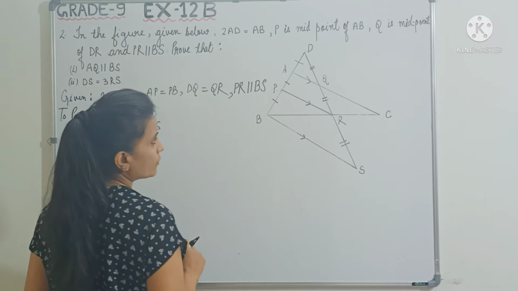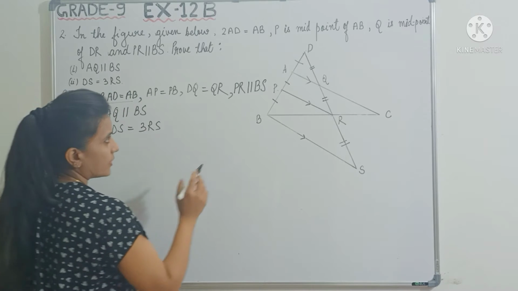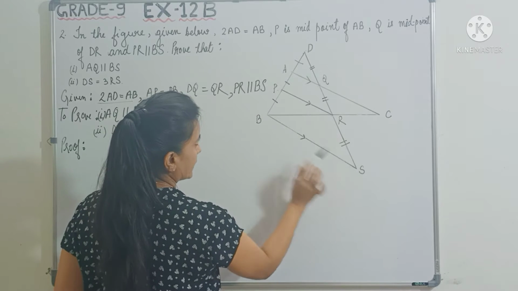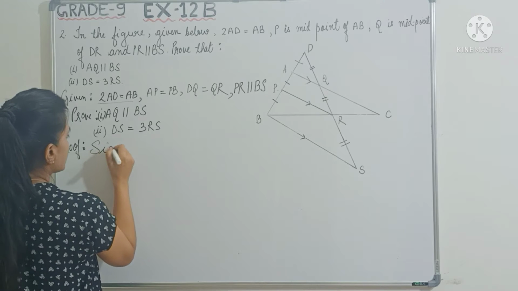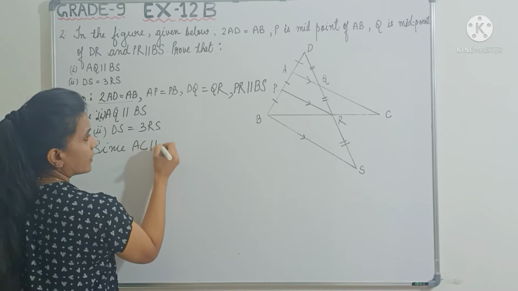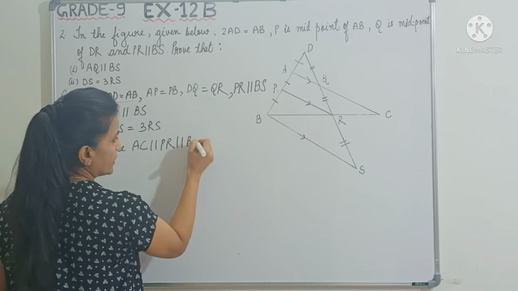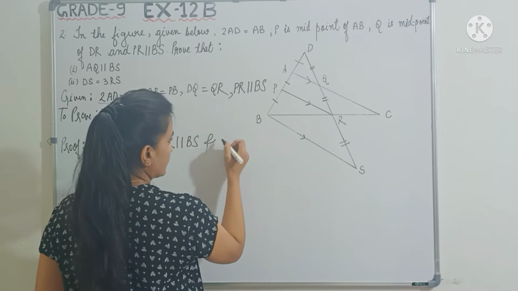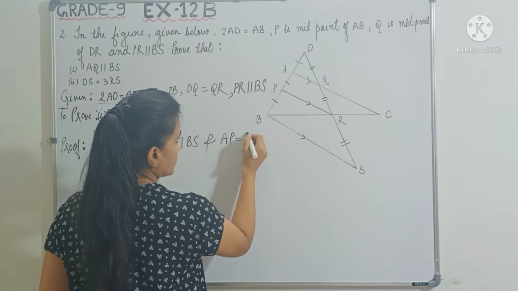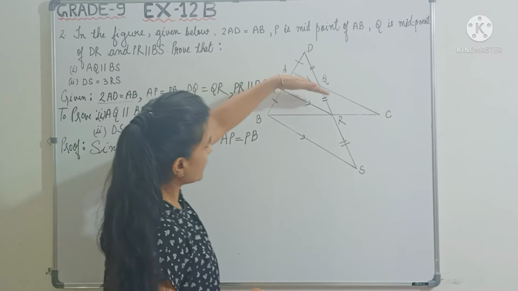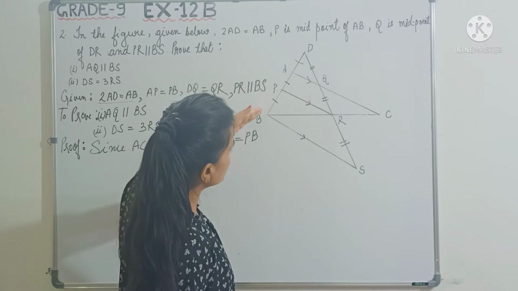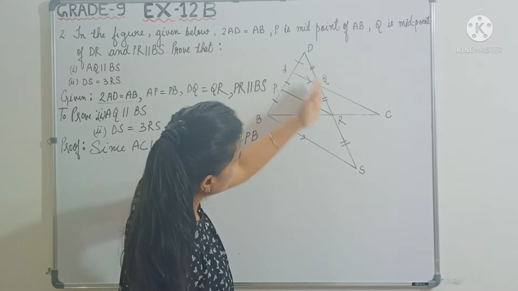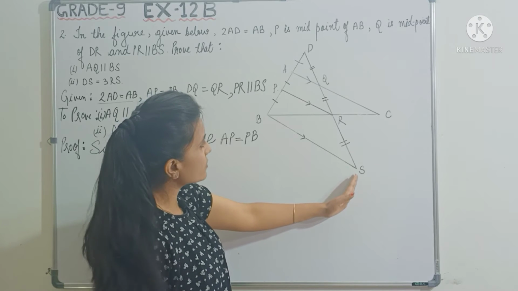So how will you start your proof? Here we can say that AC is parallel to PR is parallel to BS, right? So let's write down, since AC is parallel to PR is parallel to BS and AP is equal to PB, right? You have these three parallel lines and this is your transversal which is making equal intercepts, right? So even the other transversal DS will make equal intercepts on these three lines.